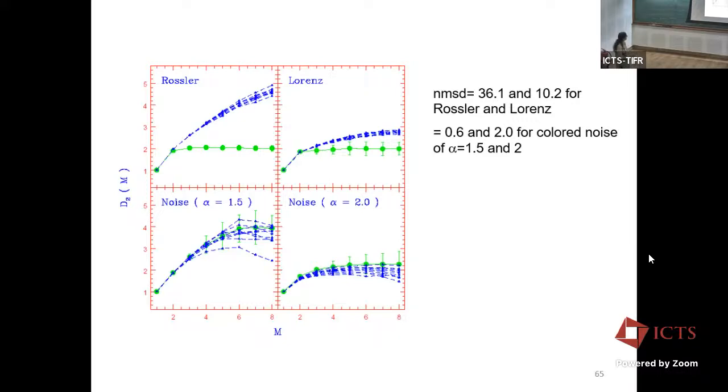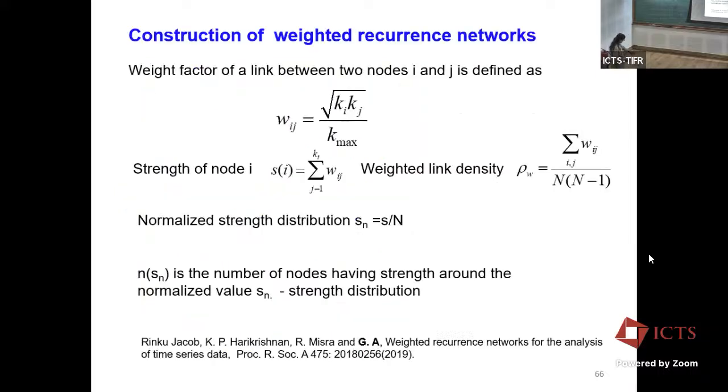This I am showing here for D2 versus M for data. You see for Rössler data and Lorenz data, these are surrogates. They behave very differently compared to the data. But on the other hand, when you have colored noise, it's very difficult to distinguish it from the data. So that is how you can distinguish them.